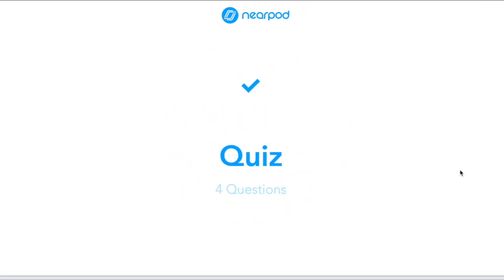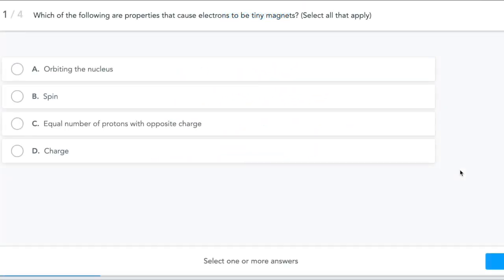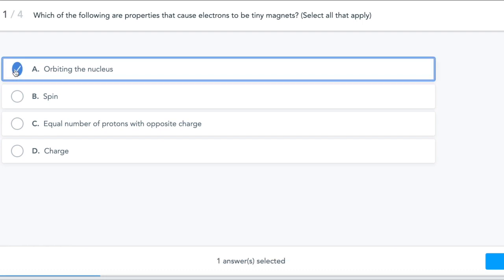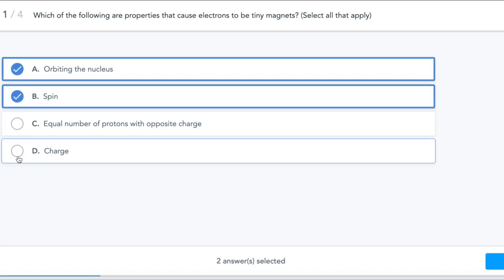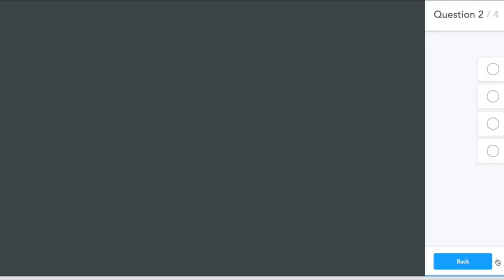Alrighty, folks, go ahead and pause the video, take a 4-question ungraded quiz, and then we are going to go over the answers. All right. Which of the following are properties that cause electrons to be tiny little magnets? Well, we have the fact that they are orbiting the nucleus, they have spin, and they have charge.